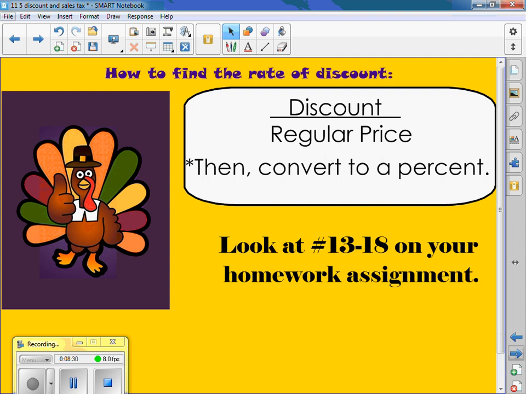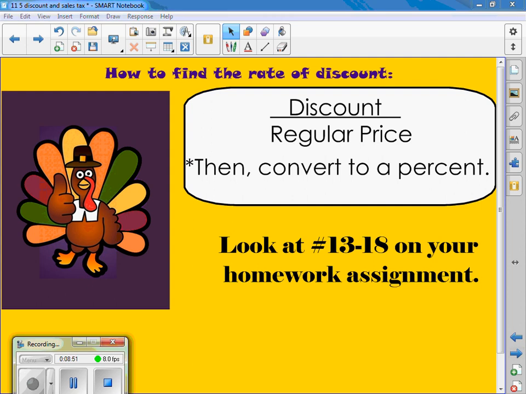Now let's talk about finding the rate of discount. If it asks for the rate of discount, it's wanting to know what the percent off is, meaning they're going to give you the discount and then you have to convert it to a percent. So after you divide by the regular price. So write this down in your notes. It's not in your notes, so write that down somewhere.